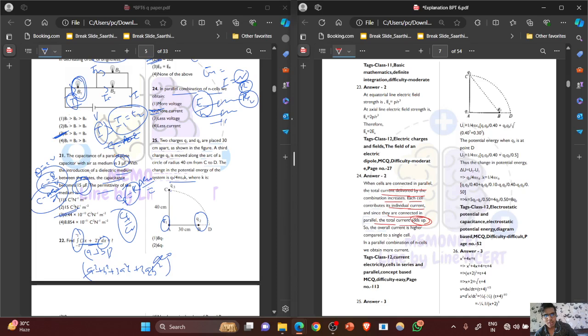If there are three charges at initial configuration, the potential energy will be given by K Q1 Q2 by R12 plus K Q1 Q3 by R13, and there will be one more term. 3C2 will be 3 factorial by 2 factorial into 1 factorial, which is 3. It will be your 3. There will be 3 combinations. Then there will be your Q2 Q3.